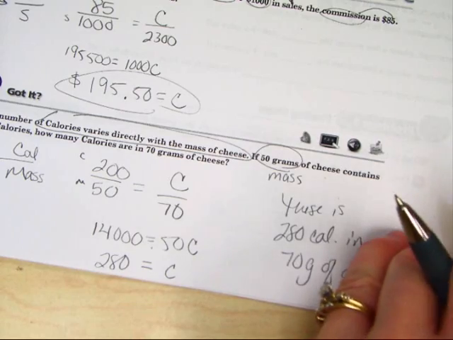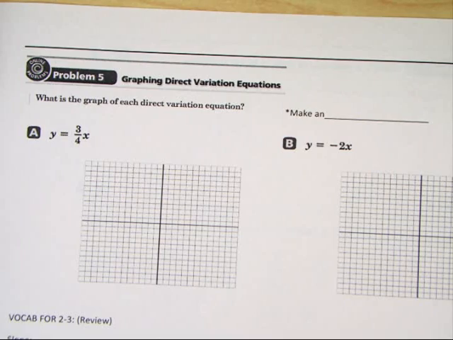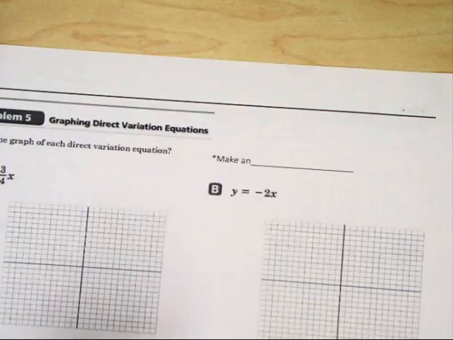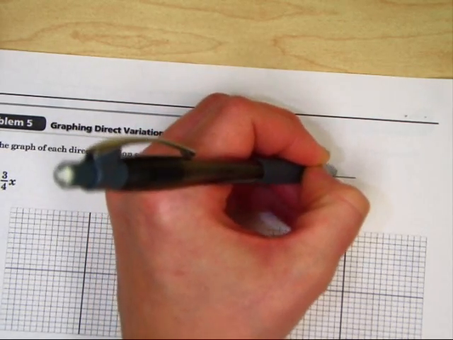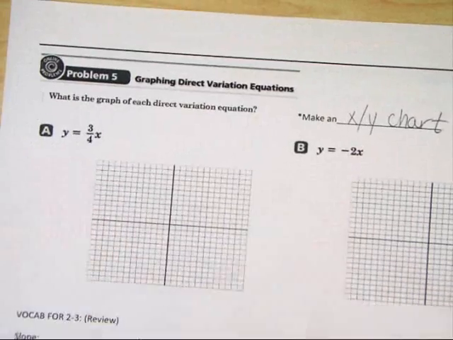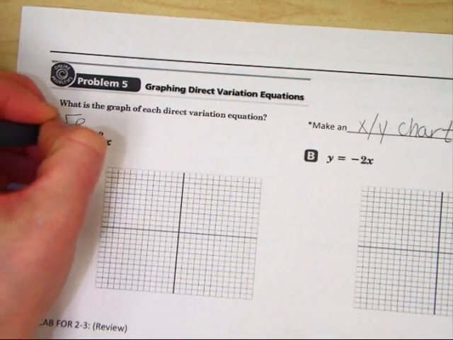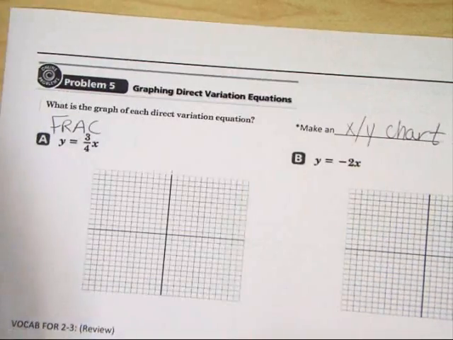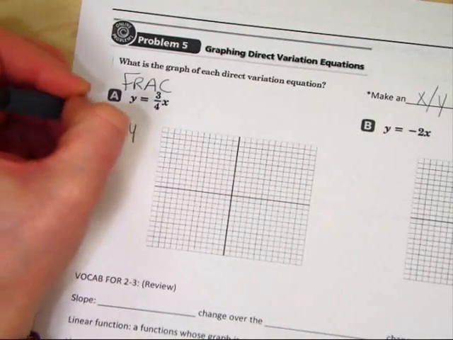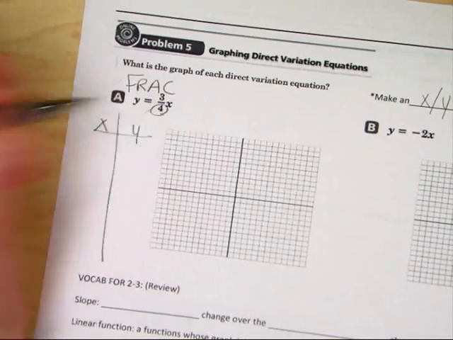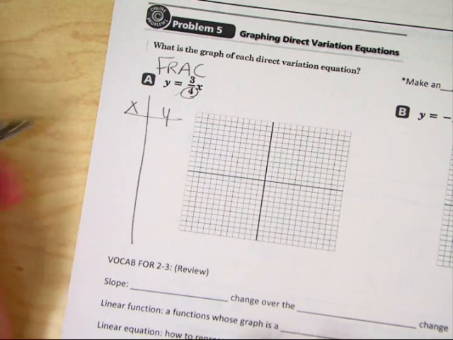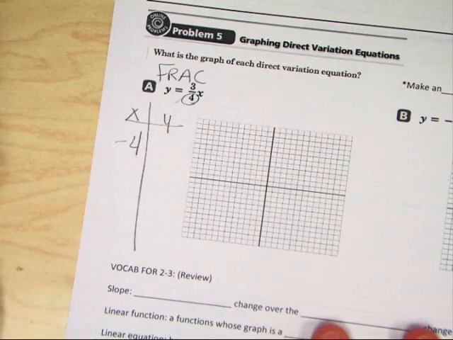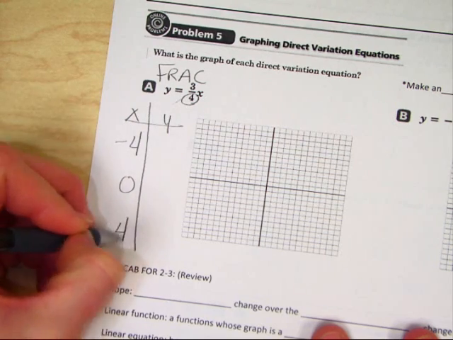Problem 5 is our last problem in section 2.2. And then we move on to 2.3, and it's graphing direct variation. Now, in order to graph direct variation, I will always encourage you to make an X, Y chart. Alright, there's a big difference between problem A and B. Problem A has a fraction. Problem B, no fraction. When you have a fraction, I encourage you to pick multiples of your denominator. And I'd like you to pick negatives and 0 and positives. So I'm going to pick -4, because that's a multiple of 4, 0, and +4.